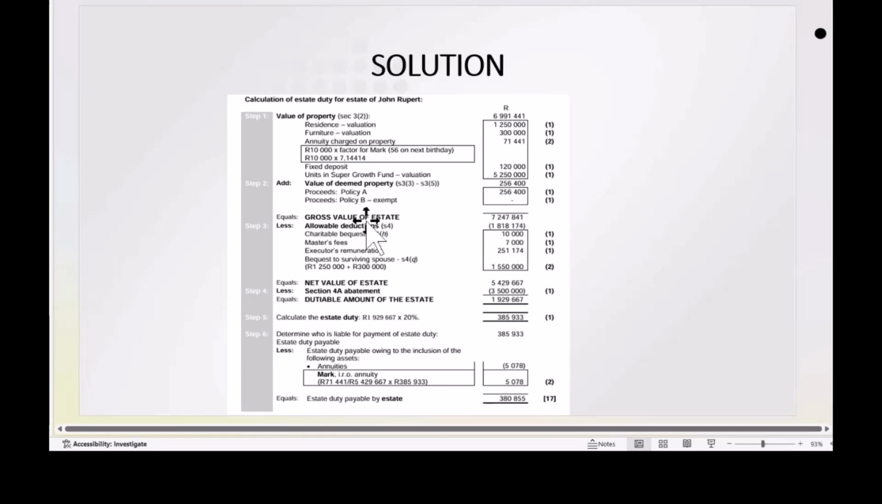7,247,841 rand. Allowable deductions in terms of section 4 were the charity bequest of 10,000 rand, the master's fees in terms of section 4C of 7,000 rand, and the executor's remuneration of 251,174 rand. The bequest to the surviving spouse would also be deducted in terms of section 4Q, and that was for the house and the furniture, and that was 1.5 million that we are going to deduct. Then the net value of the estate was 5,429,667 rand. Then we have our section 4A abatement of 3.5 million, which we would deduct against the net value of the estate.